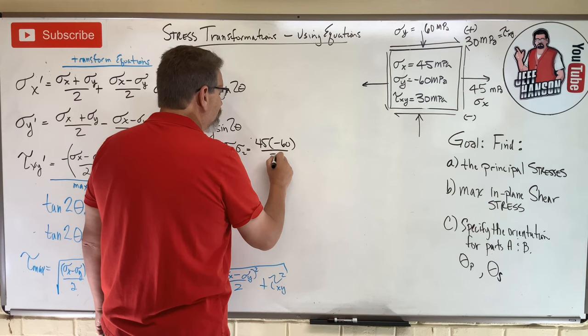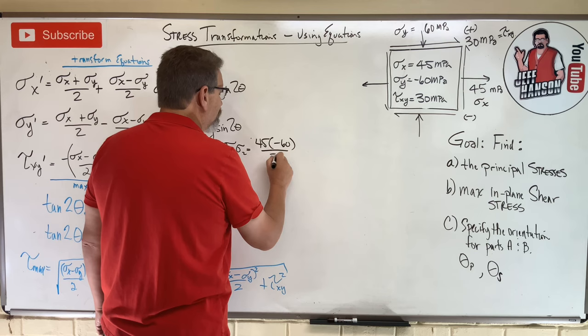for this guy, okay? And the orientation for the principal stresses is this top equation here, right? Which is what? Tan 2 theta p is equal to tau xy, 30, divided by sigma x minus sigma y, 45 minus 60 divided by 2. Okay? So again, that's 105 divided by 2, which equals 52.5.